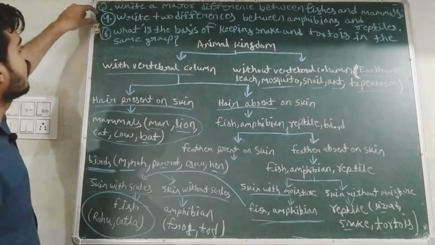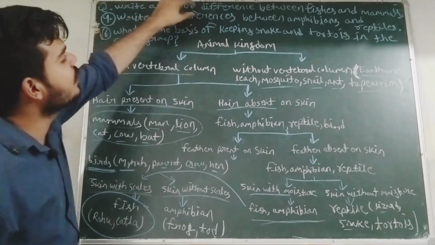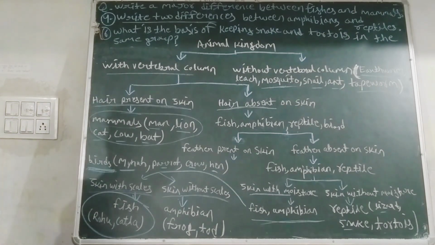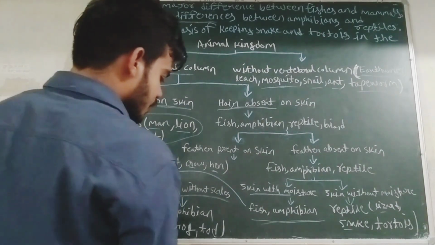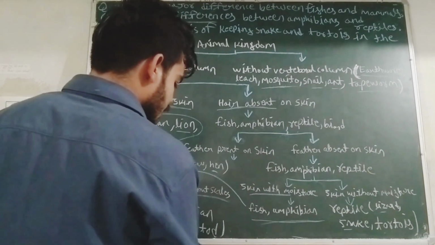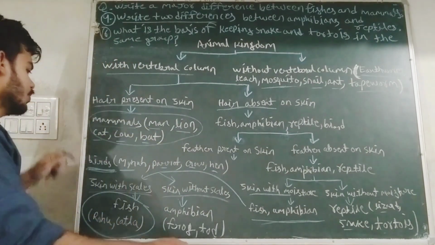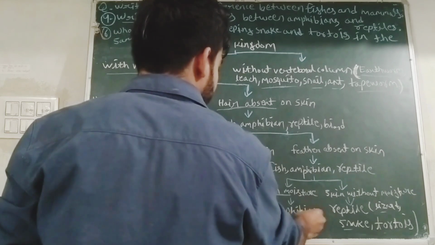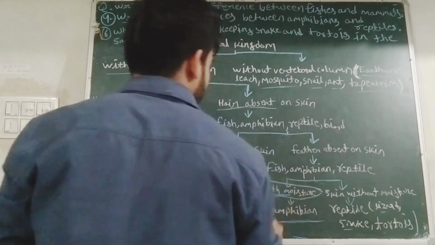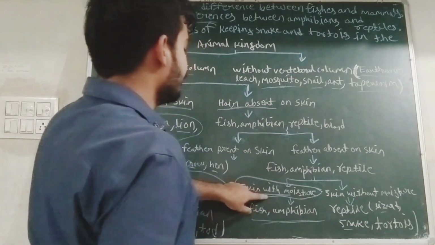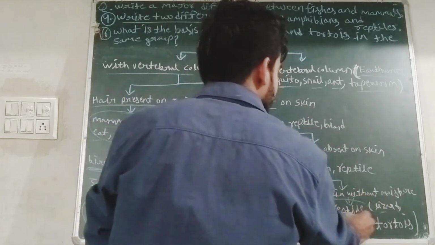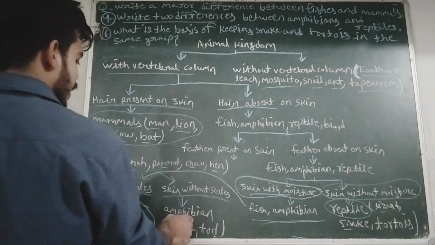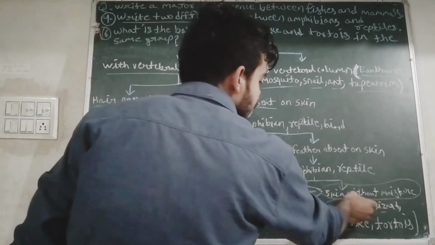And in your exercise, question 4 is: write two differences between amphibians and reptiles. The answer is this: here there is amphibian and then reptile. You can see amphibian has skin with moisture and reptile has skin without moisture. And here you can see amphibian has skin without scales, but reptile has skin with scales.